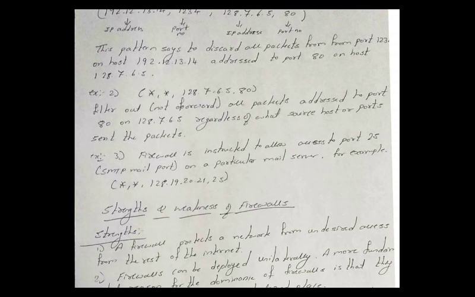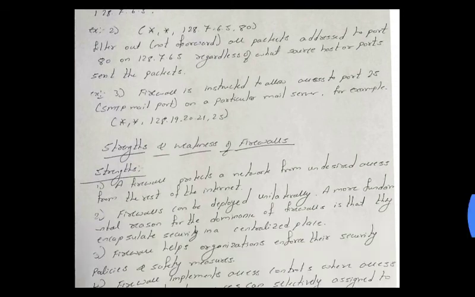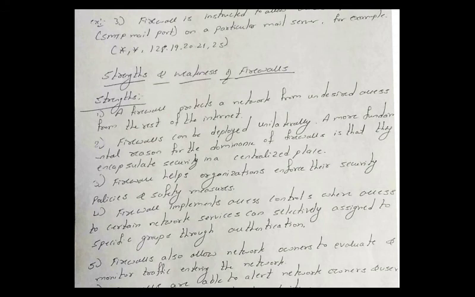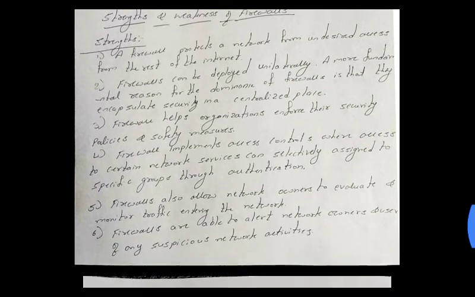Okay, so these are some examples of how you are going to write the rules and regulations to filter the packets, that is, for inbound and outbound traffic. The next thing we are going to see is the strengths and weaknesses of firewalls.